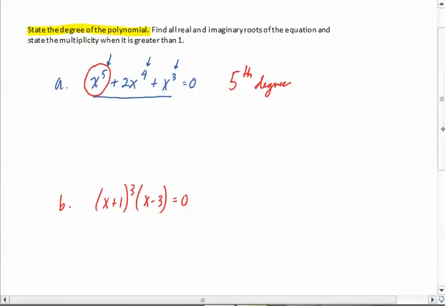Now it says to find all real and imaginary roots. Well, we know that a root is basically the x-intercept of the related function. In other words, if I put a y back in here and graphed it, we're talking about the x-intercepts. What we've done is taken out the y and replaced it with a 0, and that always means we're looking for x-intercepts. So those are what we're talking about when we talk about roots.